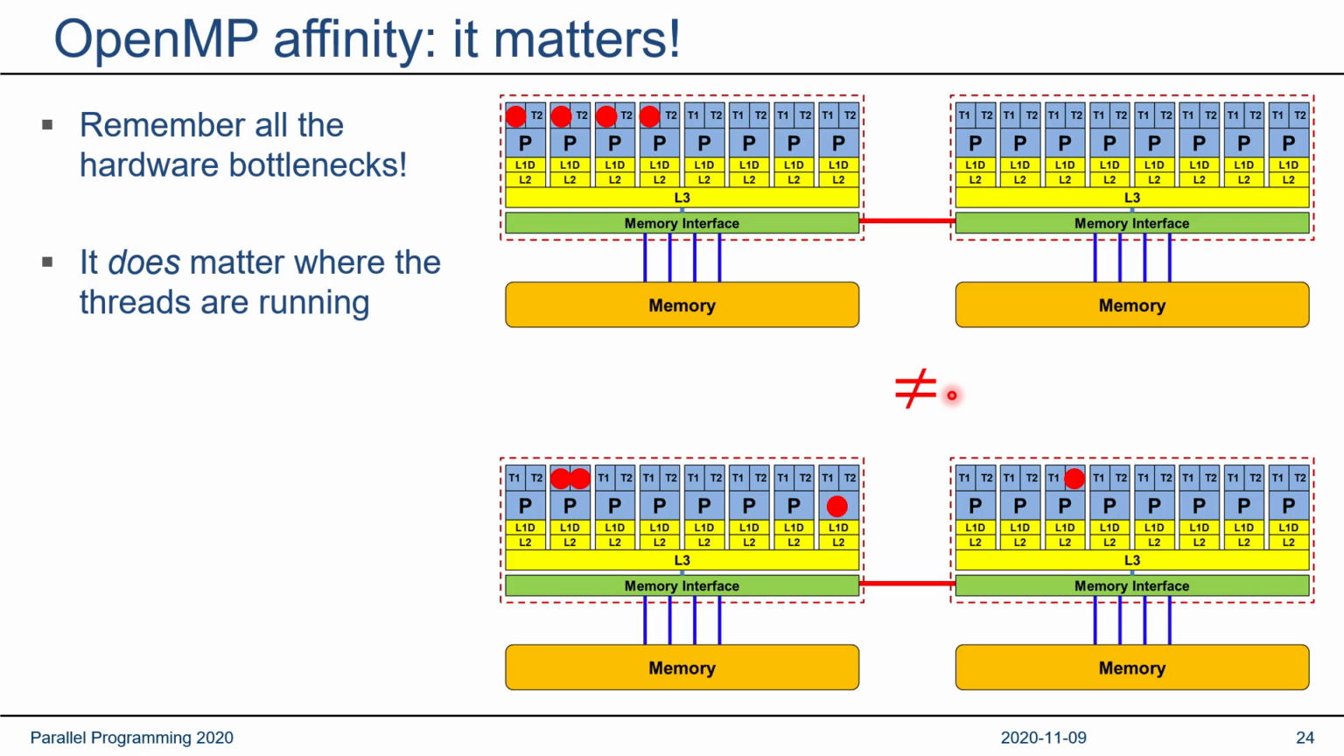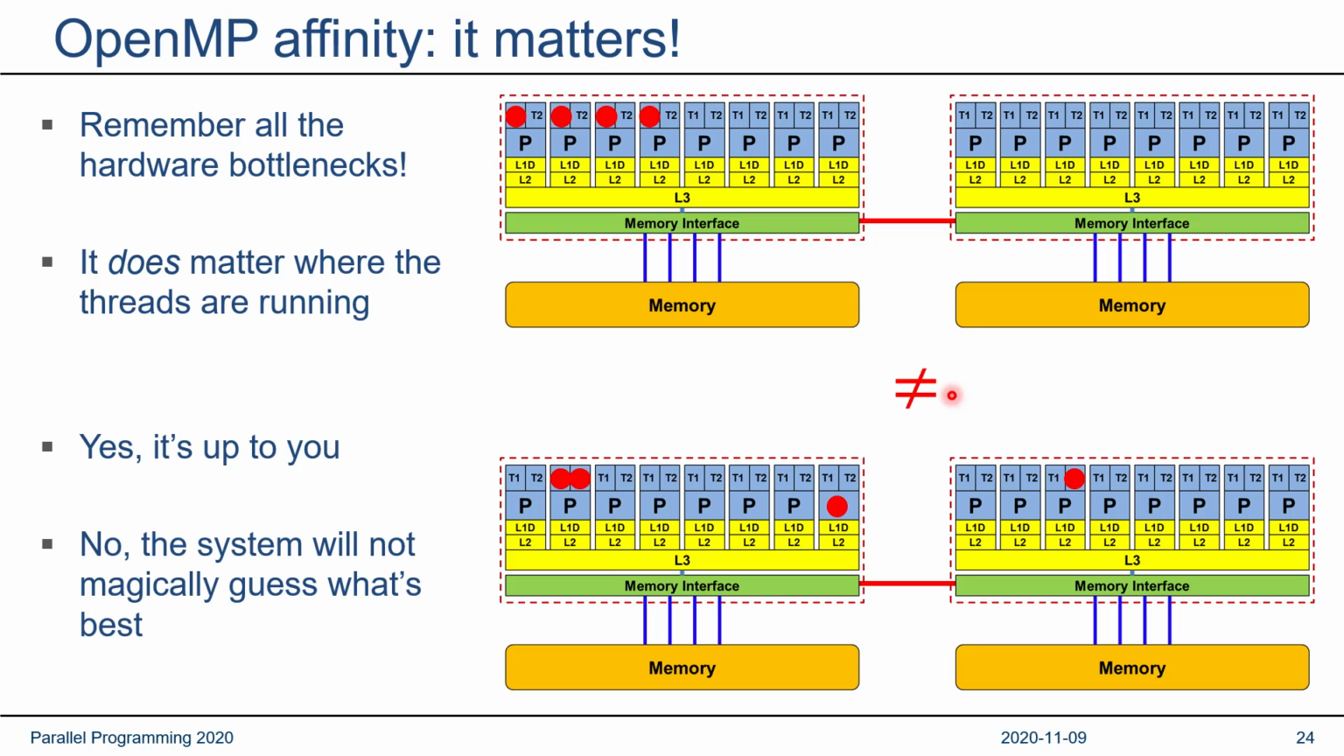These two situations are not the same for most programs. So it does matter where the threads are running. And even worse, it's up to you. There's no automatic mechanism, no magic that will read your mind or determine what your program needs. So the system will not magically guess what's best for you and the performance of your program.